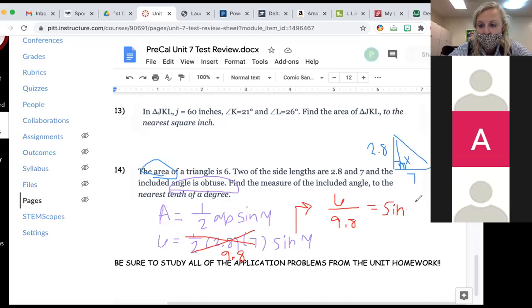Y'all got me saying y. That's angle gamma, C. So the sine of C. So then how do you get C, angle C, by itself? You divide it over, sine inverse to the other side. So I need to take the sine inverse of 6 over 9.8. So once you do that, I got 37.8 degrees for the angle. Okay. Does that help? Yes, it does. Awesome. Any other questions, y'all?